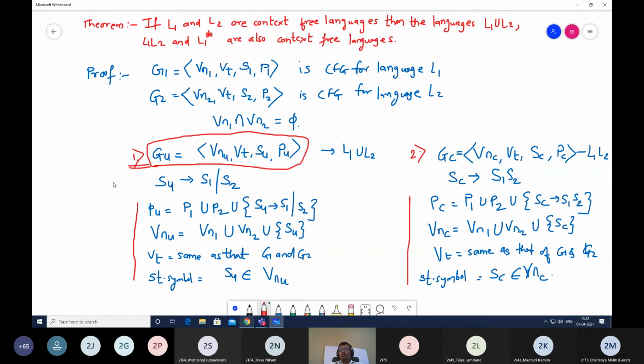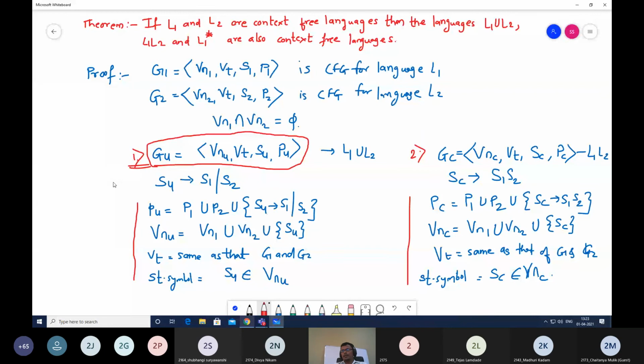Our non-terminals VNU will be all the non-terminals from the first grammar union all the non-terminals from the second grammar union the SU non-terminal that we have taken for this grammar. VT will be the same as that of grammar G1 and G2, and the starting symbol of this grammar is SU, which belongs to VNU.